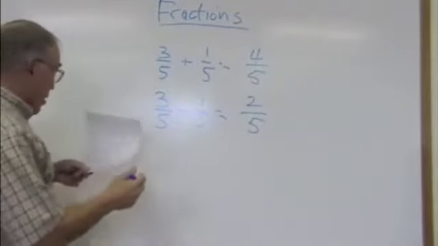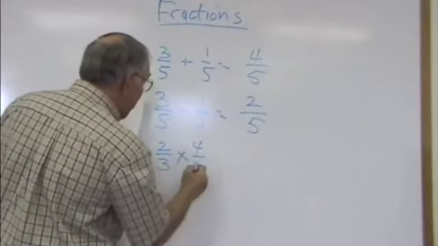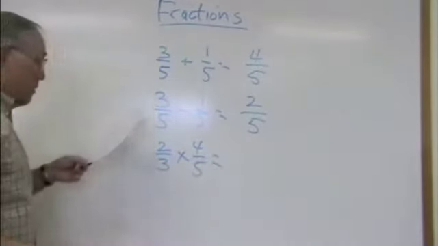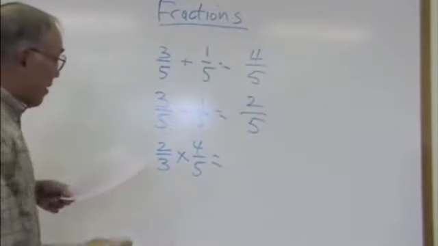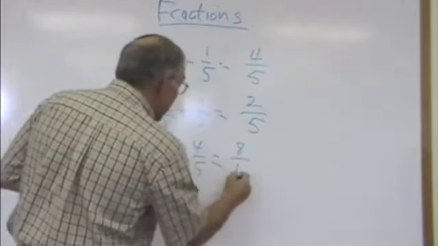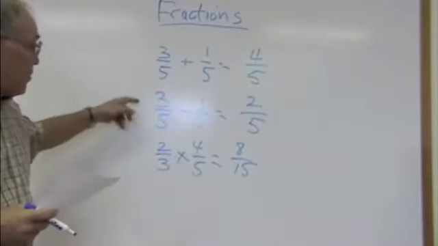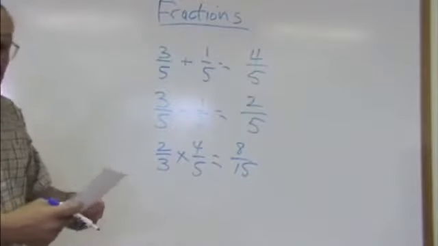Multiplying fractions. What if we have 2/3 times 4/5? Top times top, bottom times bottom. I don't see any place to cancel here. 2 times 4 is 8. 3 times 5 is 15. The answer is 8/15. Adding, subtracting, multiplying, dividing fractions.